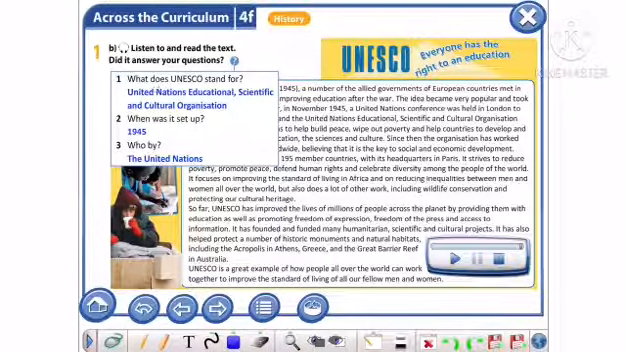Did it answer your questions? First question. What does UNESCO stand for? United Nations Educational, Scientific and Cultural Organization. When was it set up? 1945. Who by? The United Nations.